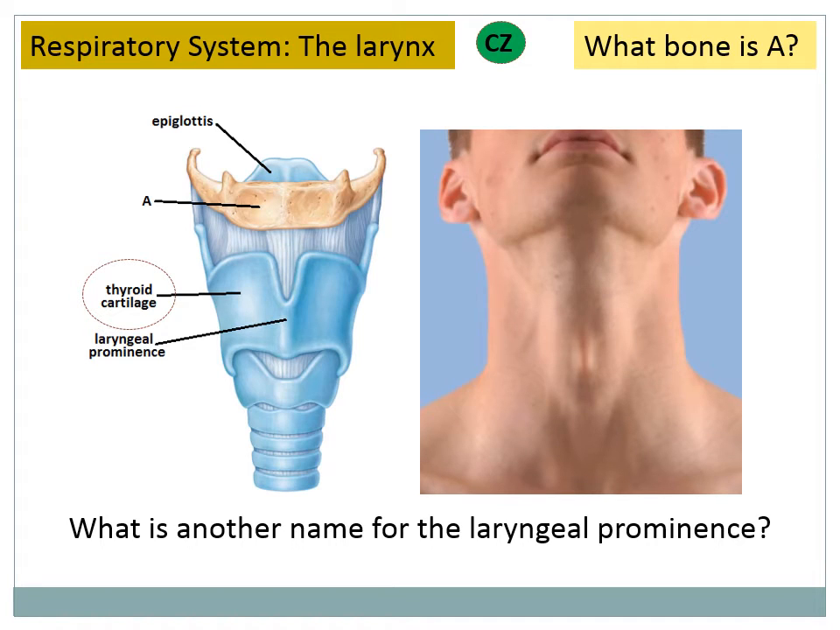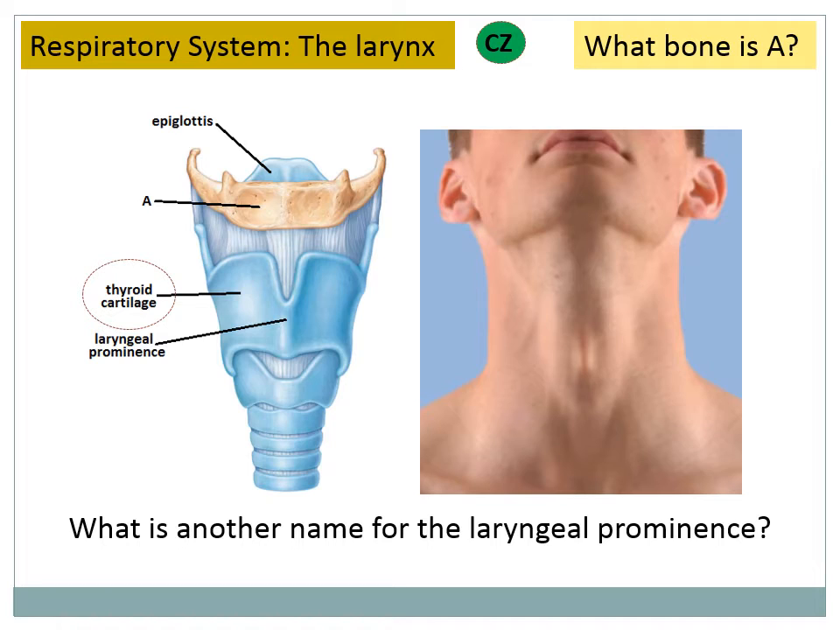So now we're taking a look at the larynx itself. Again, larynx, we're talking about the voice box region, the place where if you have laryngitis, you can't make any sounds. Okay, so that's where we're at. We're still in the conducting zone here.